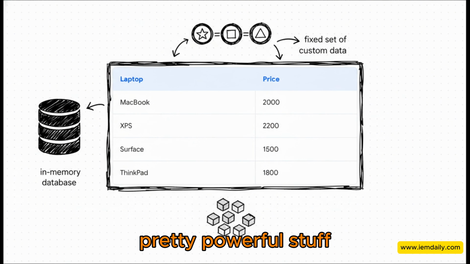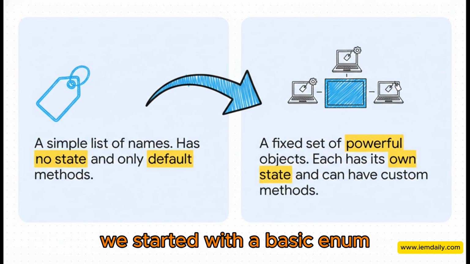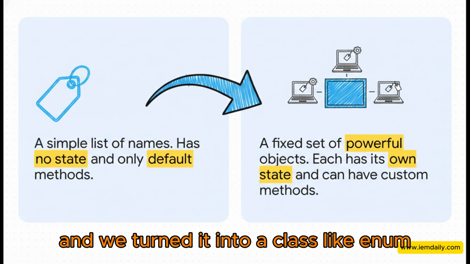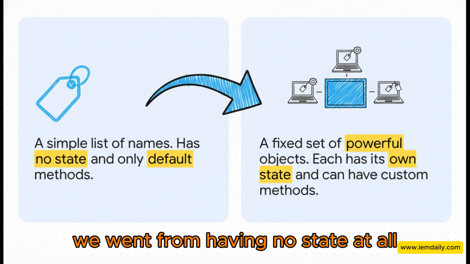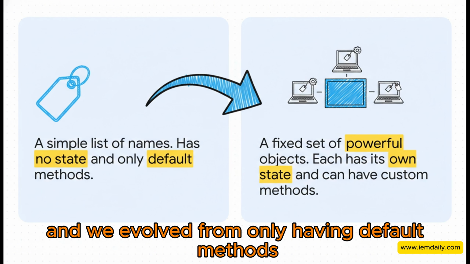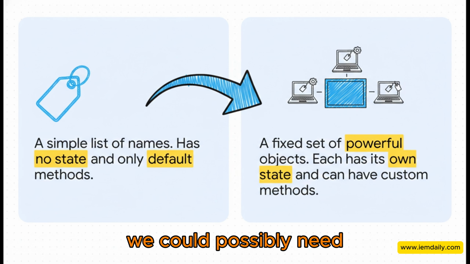Pretty powerful stuff. So let's just recap this amazing transformation. We started with a basic enum, which is really just a simple list of names. And we turned it into a class-like enum, which is a fixed set of real objects. We went from having no state at all to a world where each constant has its own data. And we evolved from only having default methods to being able to add any custom behavior we could possibly need.